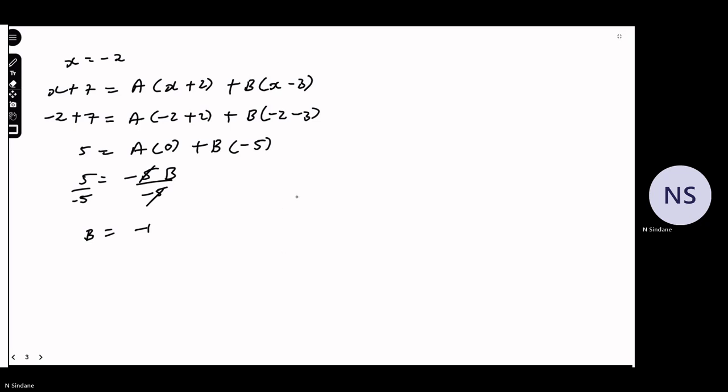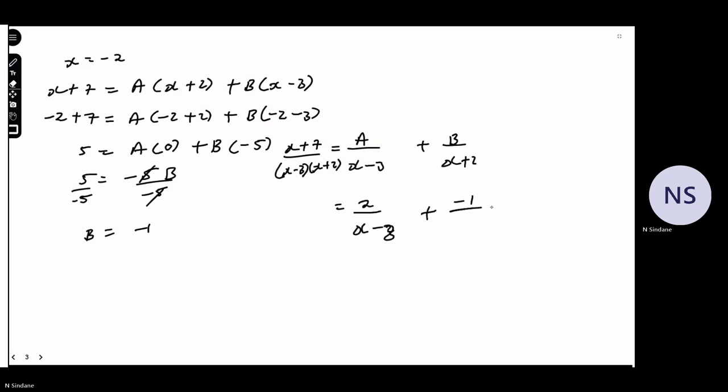On my value of a and b, remember I had a over x minus 3 plus b over x plus 2. When I rewrite this, this was given as x plus 7 over x minus 3, x plus 2. When I rewrite this, I got 2 over x minus 3 plus negative 1 over x plus 2.